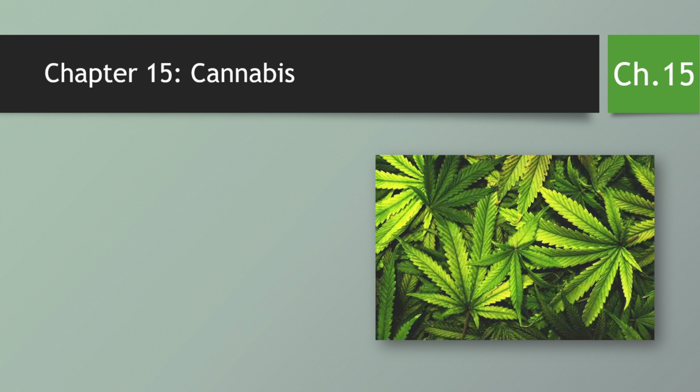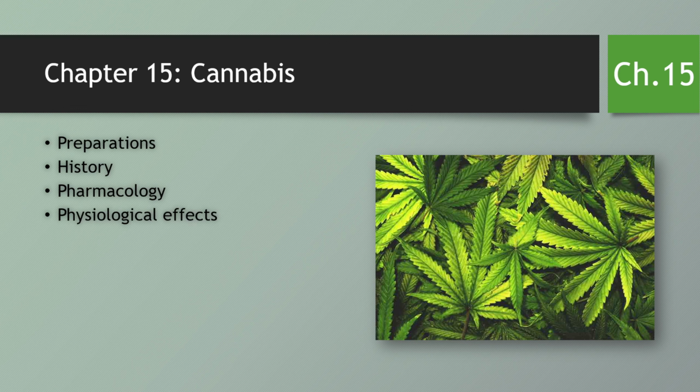All right, let's cover the last chapter here, chapter 15, and this is all about cannabis. So we're going to go through some different things here. We're going to talk about how this plant is prepared and how we get the actual chemical structures from the plant itself. We're going to talk about the history a little bit of cannabis. We'll of course talk about the pharmacology, how this works on the chemical structures of the brain. We'll talk about some physiological effects as well as some behavioral effects and some cognitive effects specifically as well.